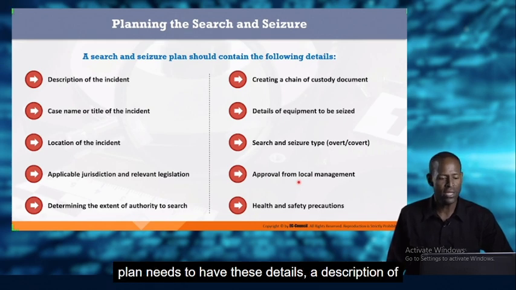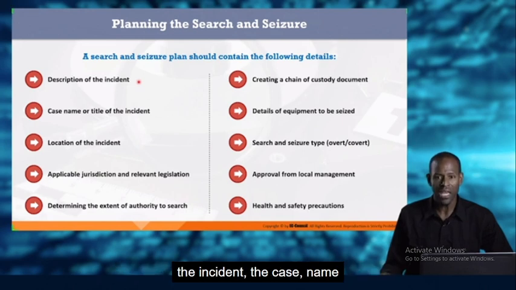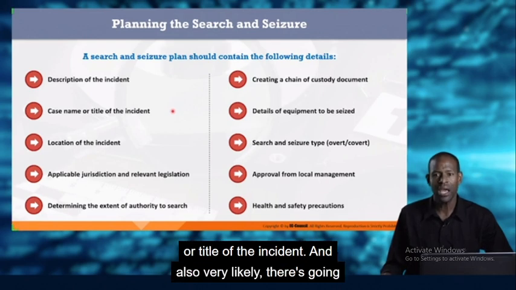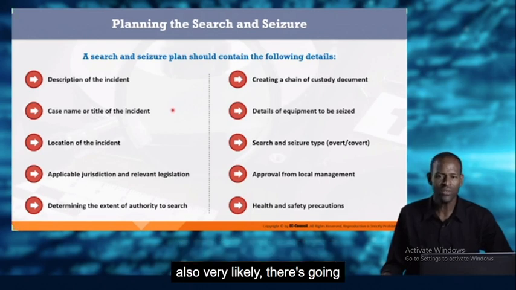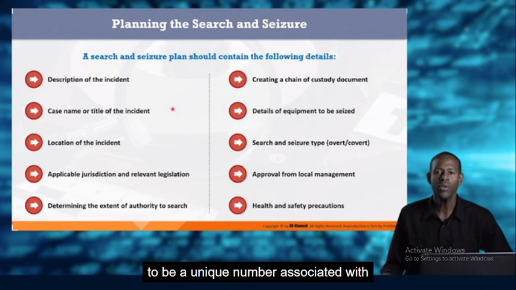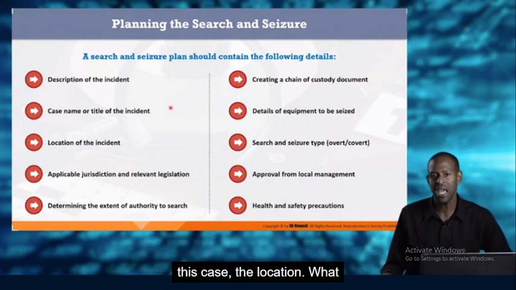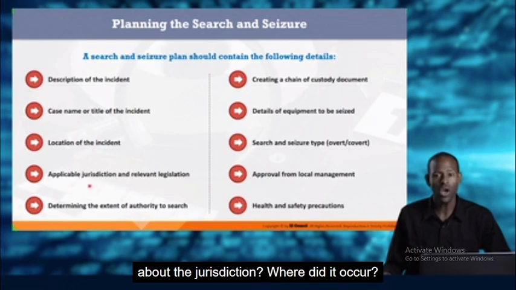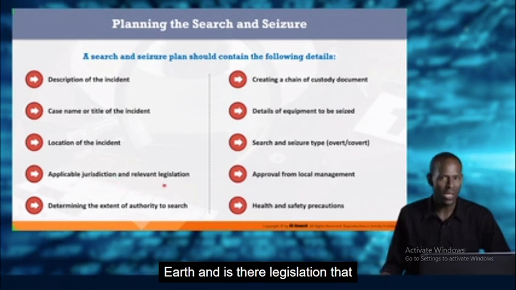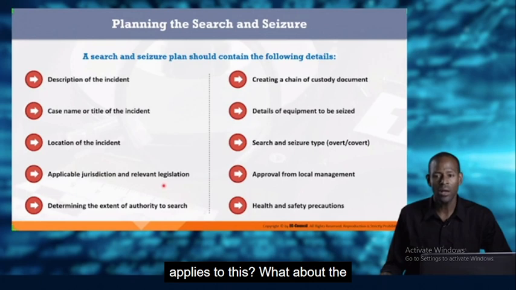Now, in terms of search and seizure, you need a plan about how that's going to be executed. And that plan needs to have these details: a description of the incident, the case name or title of the incident, and also very likely there's going to be a unique number associated with this case. The location, what about the jurisdiction? Where did it occur? And is there legislation that applies to this? What about the extent of the authority to search? Do you have that authority?